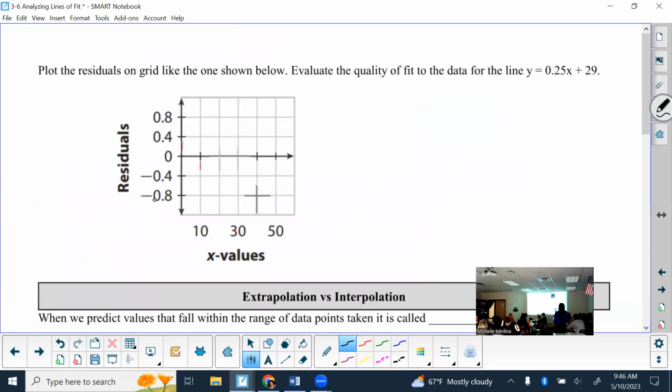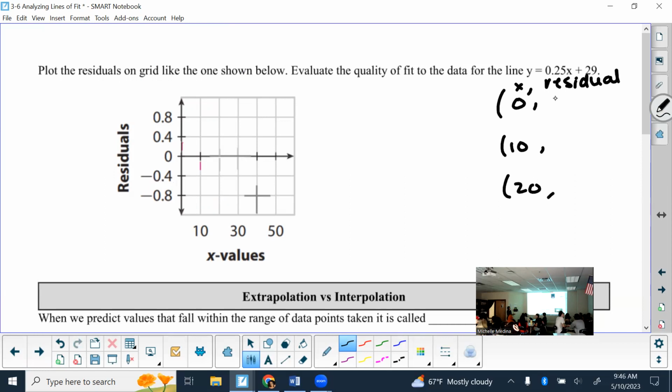All right, residual plots are just a visual representation of how far it is away from 0. So when you put coordinates, you always have an x and a y value, right? So your x's should be the same from your data table. So it was 0, 10, 20. But when it's a residual plot, your y will be the residual for that x. Does that make sense? So what was the residual when x was 0?